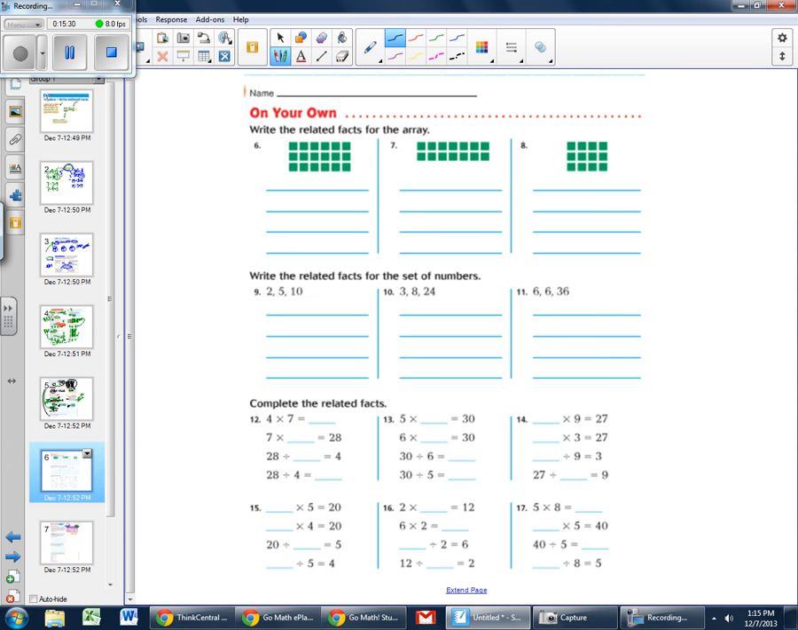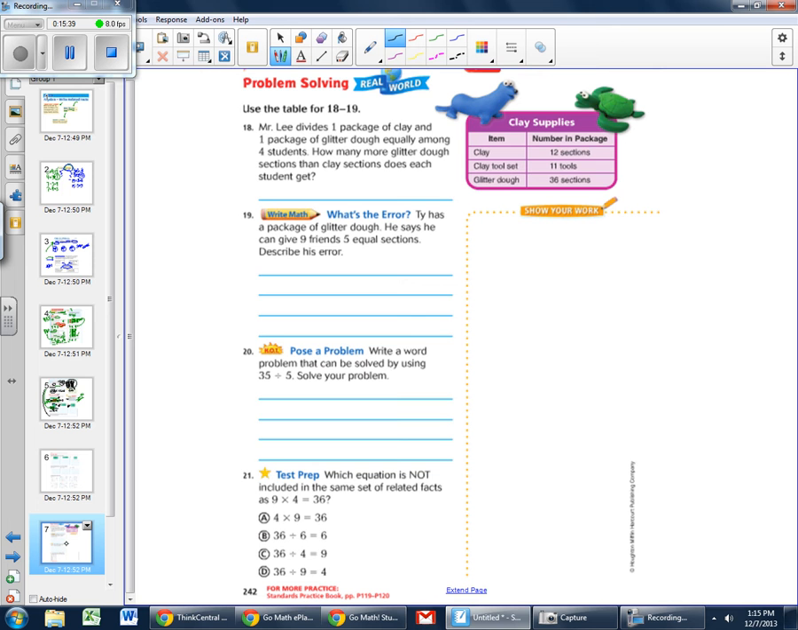Your next page is all on your own. It says write the related facts for the array, and you have a couple of problems there. You're going to come back and do that on your own in just a moment. Go ahead and turn to the next page, so you should be on page 242, and let's talk through some of these problem-solving problems. Use the table for 18 through 19.